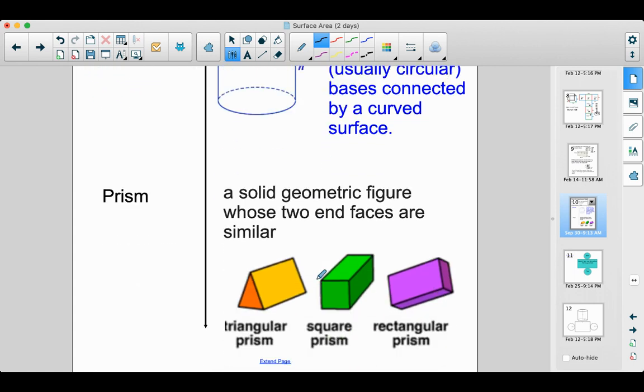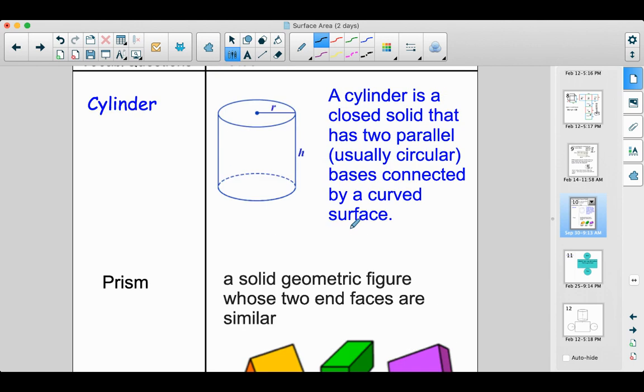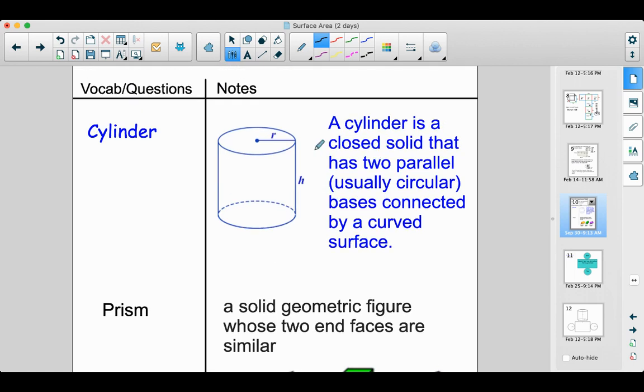So, if you remember, a prism was a solid geometric figure. Your two end faces were similar, or even more than similar, they're congruent. So, if you have a triangle here, you have an identical triangle on the other end, and those are referred to as the bases. Same here with squares, same here with rectangles.